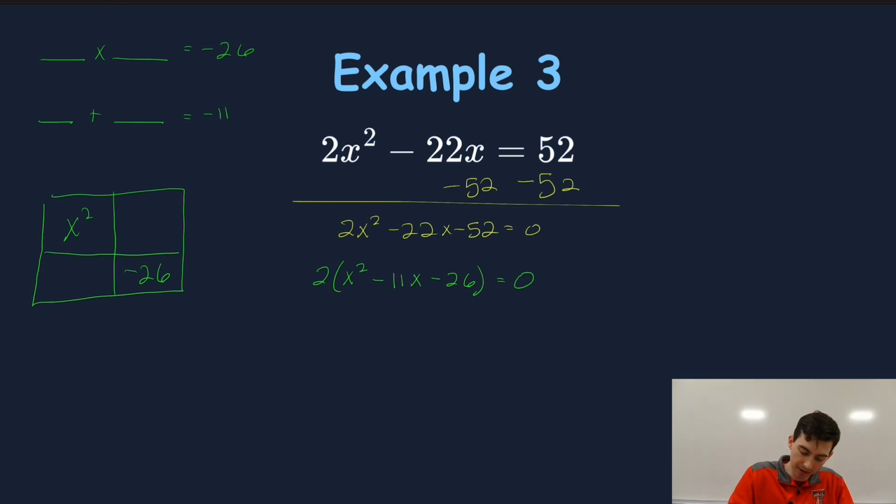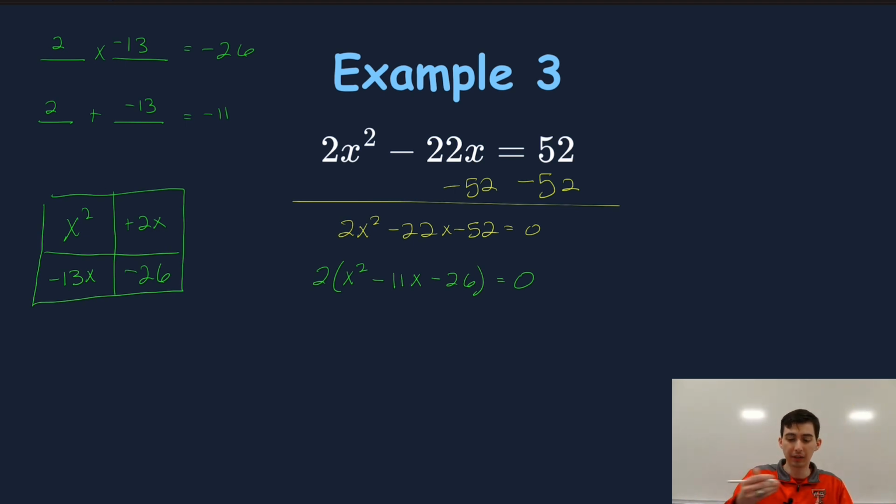Well, I've got 2 and 13 will get me to multiply those to get 26. But if I want these two to add to negative 11, I'm going to make my 13 negative. So I've got 2 minus 13 to get negative 11. So now let's write this in. I've got plus 2x and minus 13x.